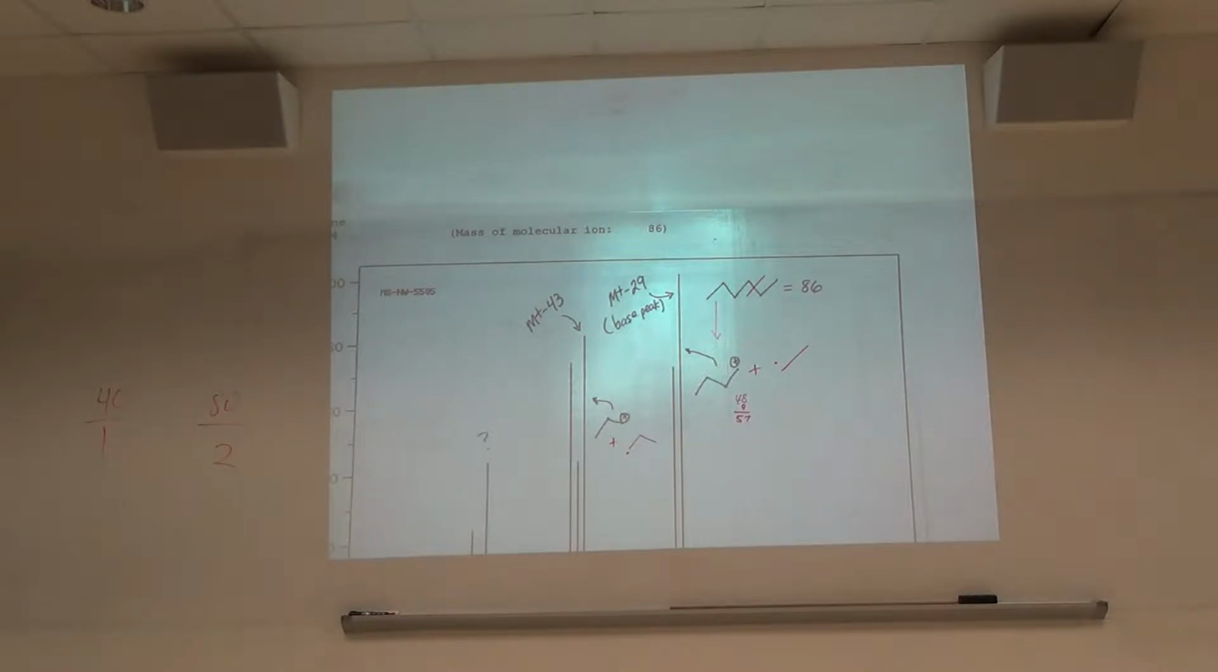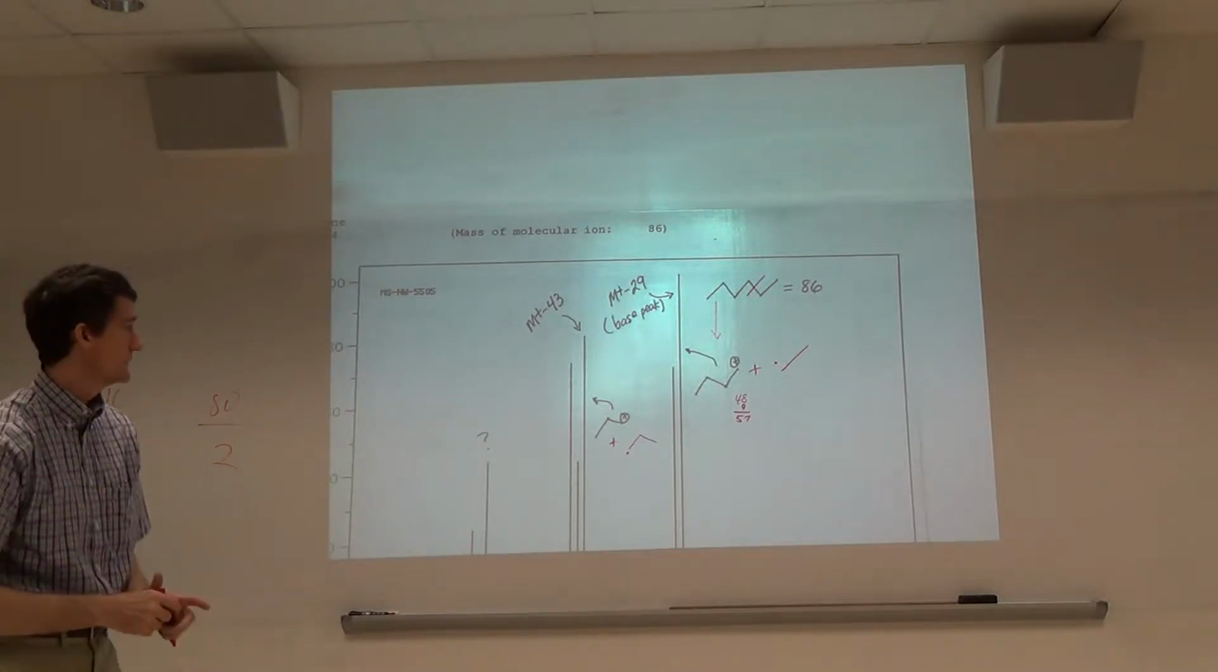Right, 2 carbons and 5 H's. So when you see something lose 15, that's always a methyl. 29 is always an ethyl. A propyl fragment is always 43. So you can see, hey, it lost 43, it must have lost a propyl. So you kind of get used to certain numbers.